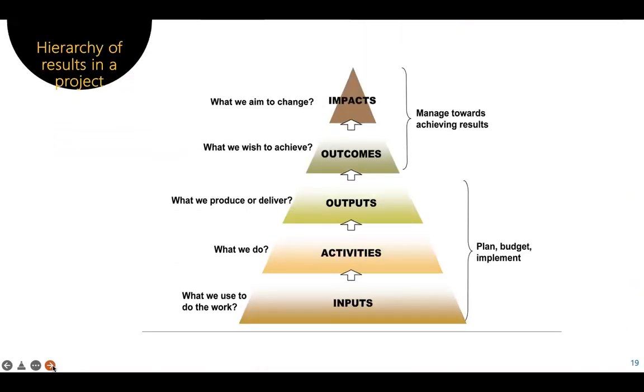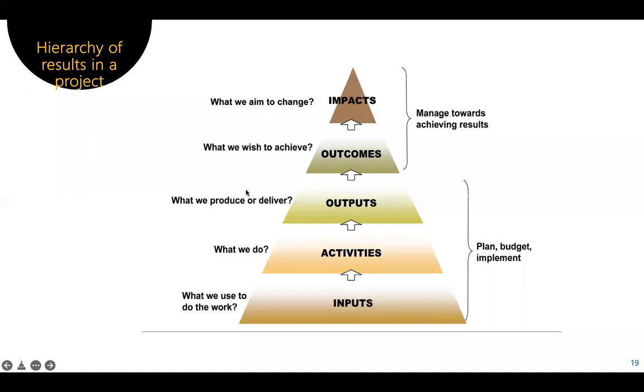Now we have to conclude here. Hierarchy of results in a project. I said we begin by the inputs. What are we putting in? Human resource, money, buildings, projectors, equipment. That is input. Activities, what we do. We do trainings, we distribute money, we do advocacy. That's what we do.